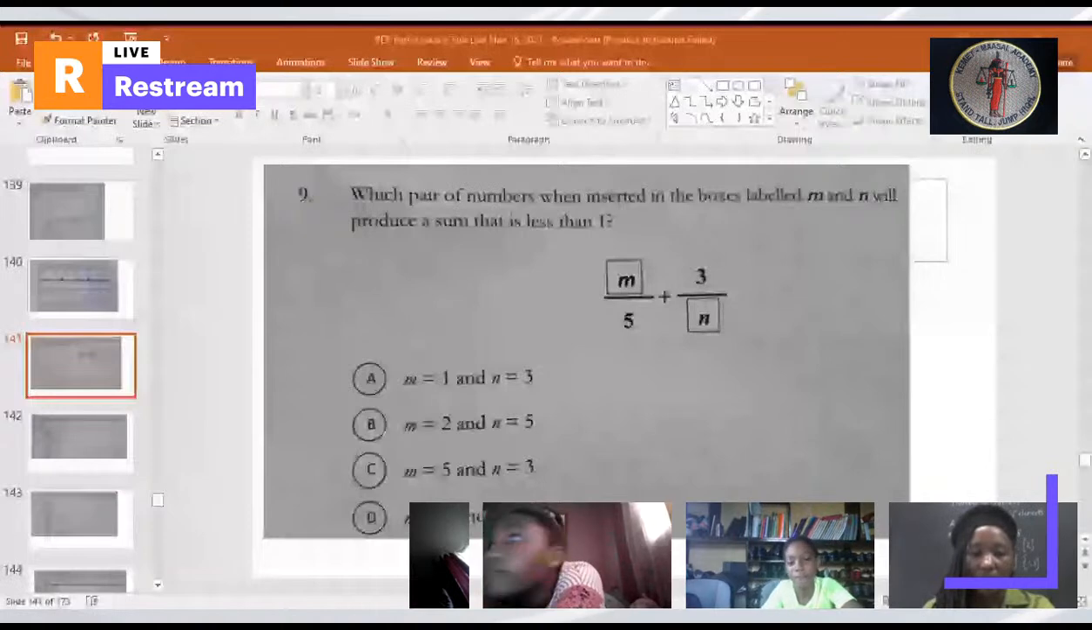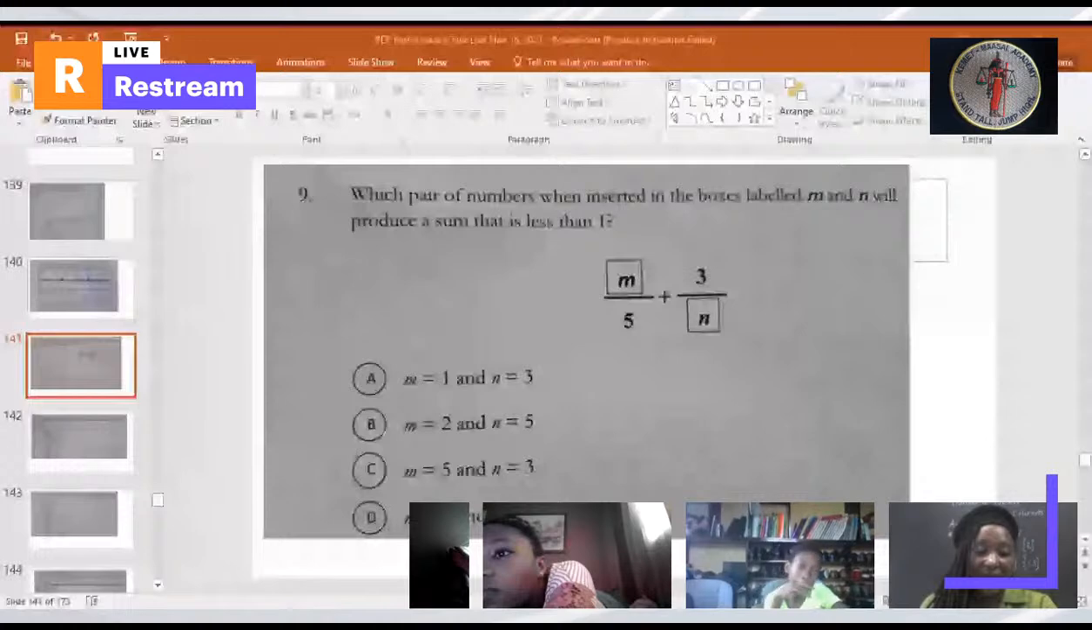So they're saying where the M is and where the letter N is, which number would we pair, so that when we add the 2 fractions, we would get a number that is less than 1 whole. So they're giving us some options.